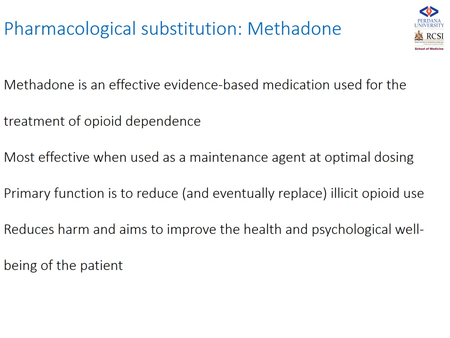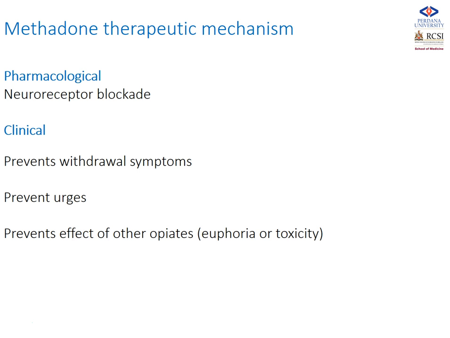Methadone, by contrast, is a very evidence-based replacement therapy for opioid-dependent patients. It's most effective when used as a maintenance agent at optimal dosing, and the primary function is to reduce and eventually replace illicit opioid use. It has been shown to reduce harm and improve the health and psychological well-being of patients who were formerly addicted to heroin. It works by neuroreceptor blockade, and it prevents withdrawal symptoms and urges and cravings, and also prevents the use of other opiates.